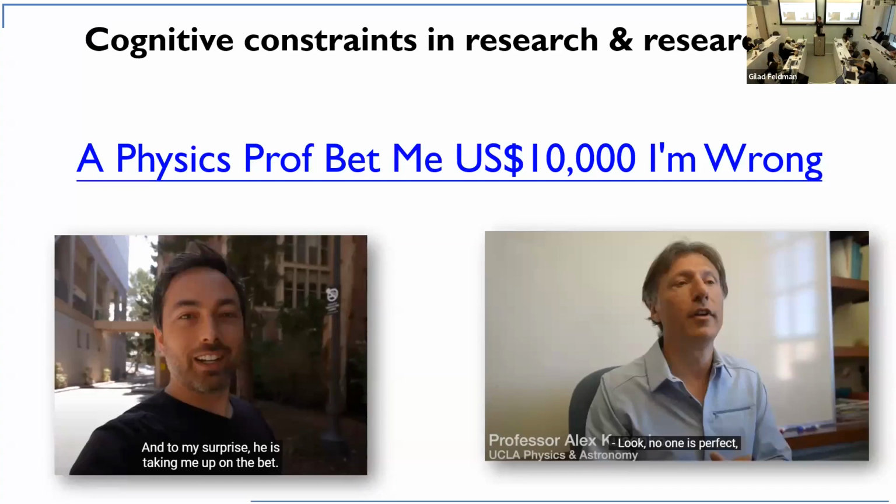We're talking about a physics professor from UCLA, a big university in the US, who went on his YouTube channel and told him that he is absolutely wrong. So they decided to do a bet on $10,000. I'm just going to show you the video. We're just going to watch this.